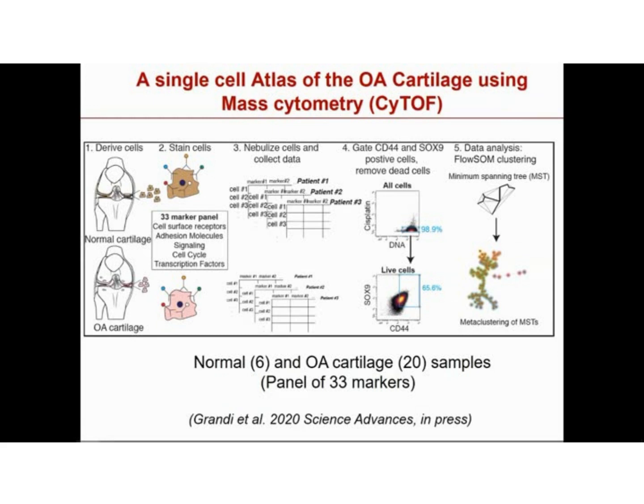And as I said before, you derive these cells. We usually just expand them very minimally in a high-density monolayer for a day or two. And then the cells are stained with this 33 marker panel, which I'll describe to you in a second. The cells are then nebulized, and the mass cytometry data is collected. Then, just to make sure that we're looking only at cartilage cells, we gate for markers for chondrocytes, that is CD44 and SOX9. And we also use cisplatin to discard any dead cells, so that we're looking only at live cells. And then we go ahead and do the data analysis.